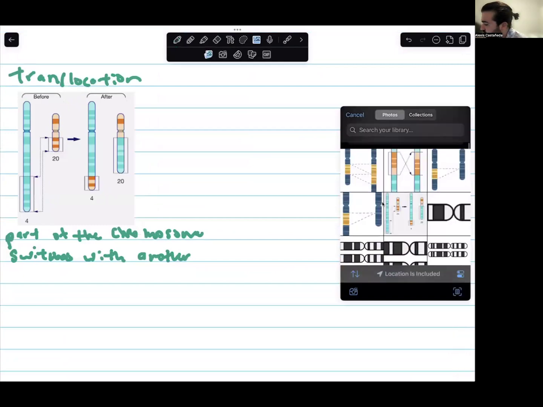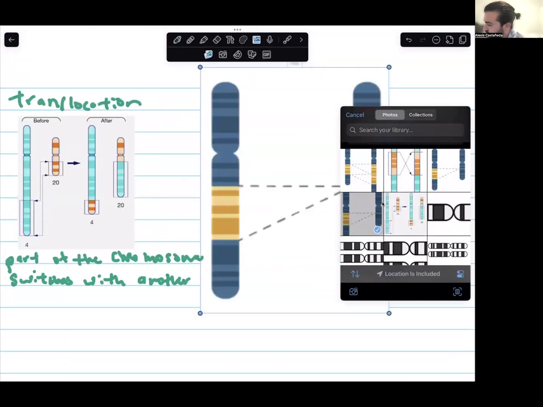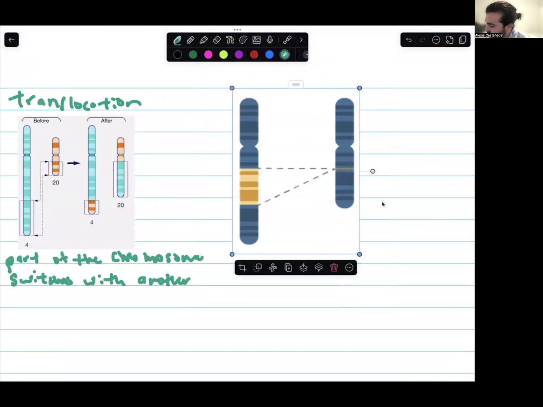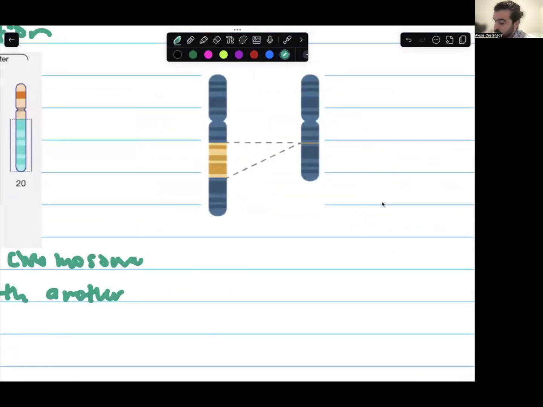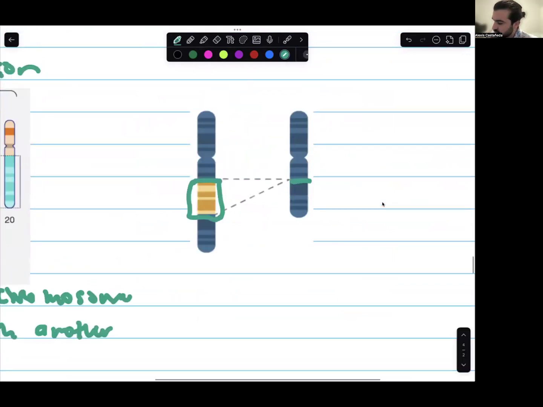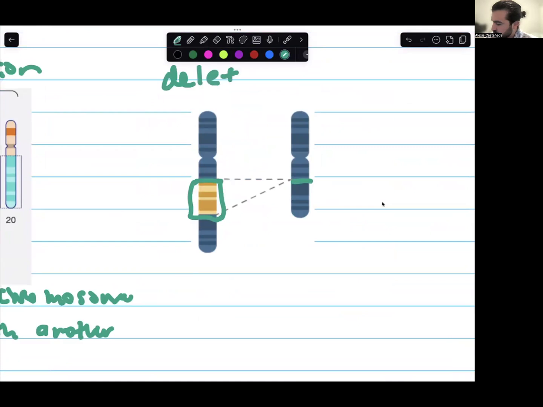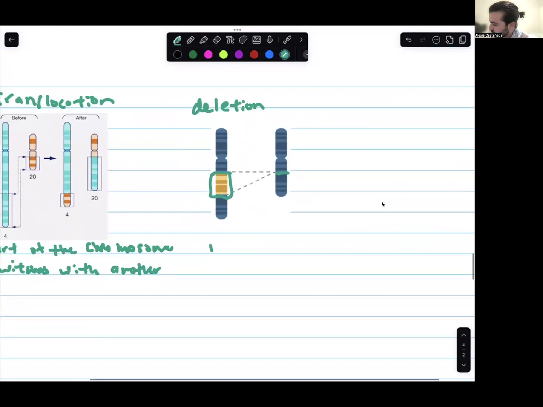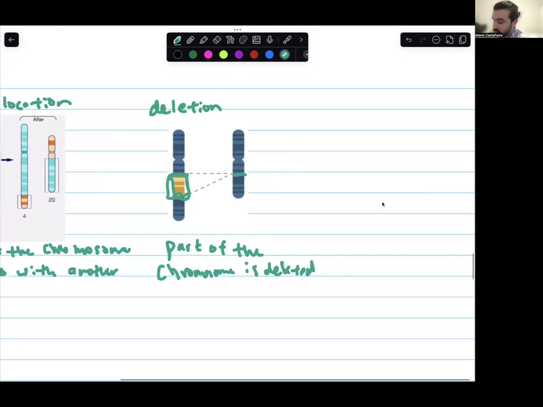Another one that we might have is what's called a deletion. Normally, or typically rather, we would see chromosomes like this. But somehow, for some reason, part of the chromosome, the body just deletes it. It's called a deletion. So all the genes that were on this part of the chromosome are now gone.